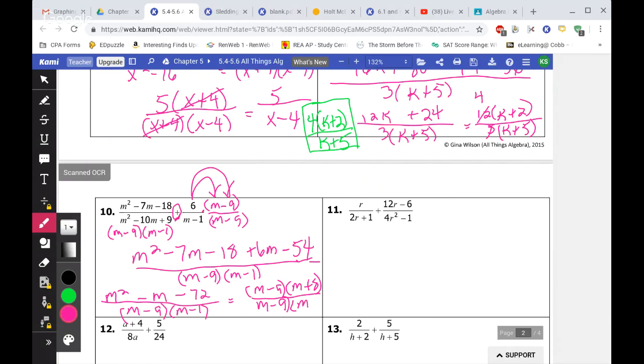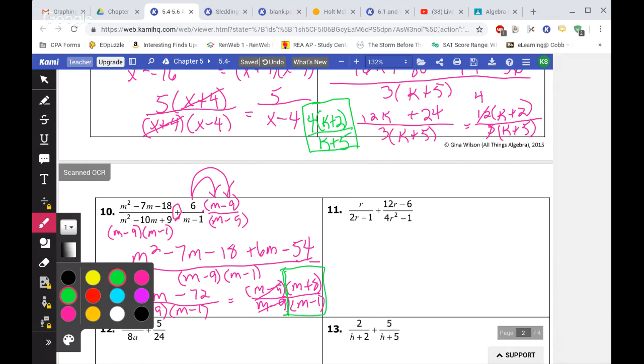So now what I want to do is find things that I can cancel because I'm at this very end step. And this is where we factor and cancel at the very end of addition and subtraction. And we have vertically an m minus 9 and an m minus 9. So my final answer is m plus 8. Instead of rewriting it, I'm just going to circle it, okay? M plus 8 over m minus 1. That's our final answer.